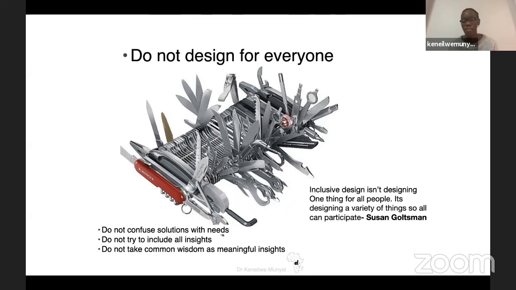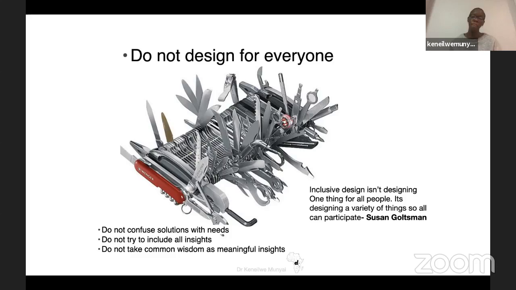And of course, when we are tackling wicked problems, it's not about designing for everyone. We don't want a solution like the one that I'm showing here, where it's this broad and big thing. We want to make sure that the solution is focused. So to remember, at least I would like to mention this, that inclusive design isn't designing one thing for all people. It is designing a variety of things so that all can participate.